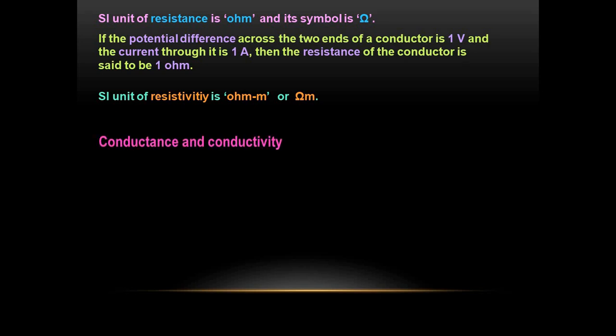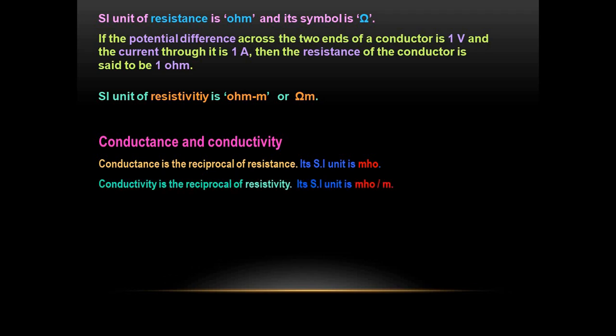Then when we take the reciprocal of the resistance and the resistivity, new terms come up, and those are known as conductance and conductivity. The reciprocal of the resistance is called conductance, and the reciprocal of the resistivity is called conductivity. The SI unit of conductance is mho, and the SI unit of conductivity is mho per meter.